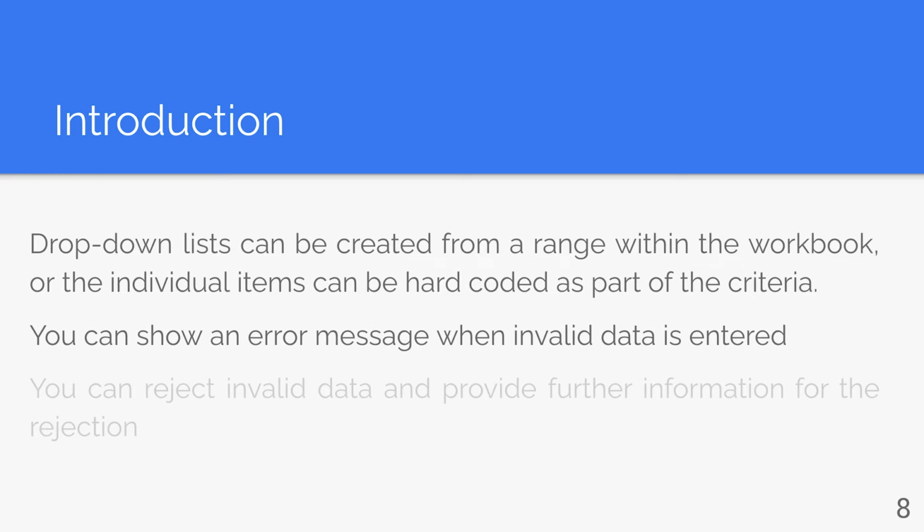In creating drop-down lists, you have two options: either to use a pre-existing range of data as your list items or to enter the list items as part of the criteria. Using a pre-existing range makes it a bit more dynamic, since you can change the data in the range to change all instances of the drop-down list.